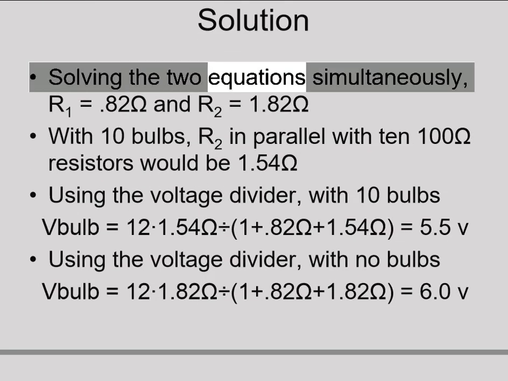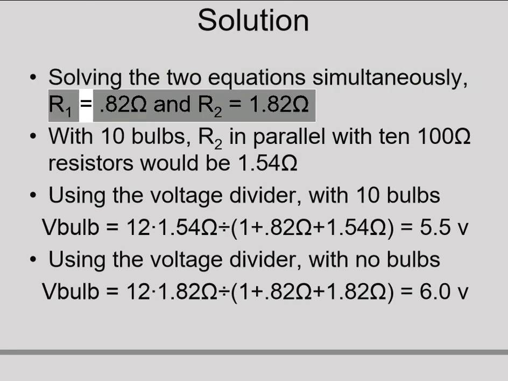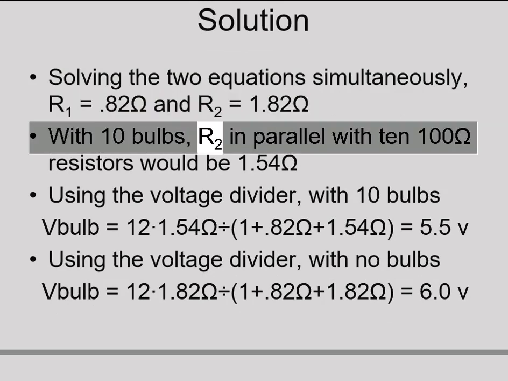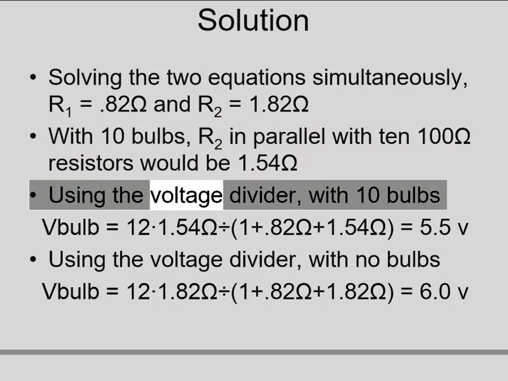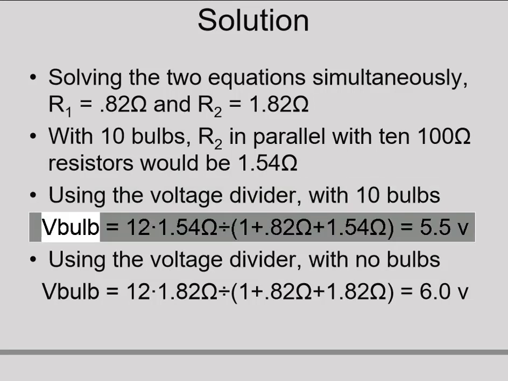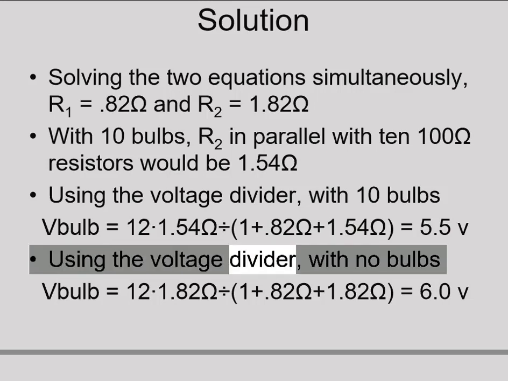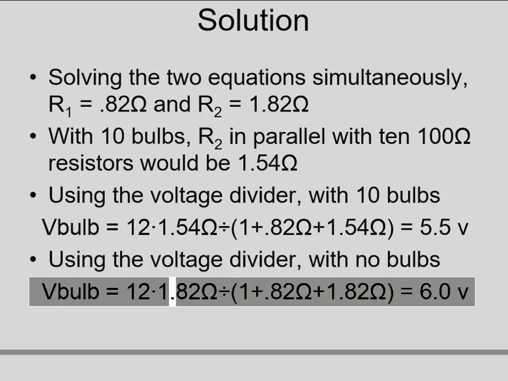Solution. Solving the two equations simultaneously, R1 equals 0.82 Ω and R2 equals 1.82 Ω. With 10 bulbs, R2 in parallel with 10 100 Ω resistors would be 1.54 Ω. Using the voltage divider with 10 bulbs, V bulb equals 12 times 1.54 Ω divided by 1 plus 0.82 plus 1.54 Ω, equals 5.5 V. With no bulbs, V bulb equals 12 times 1.82 Ω divided by 1 plus 0.82 plus 1.82 Ω, equals 6.0 V.